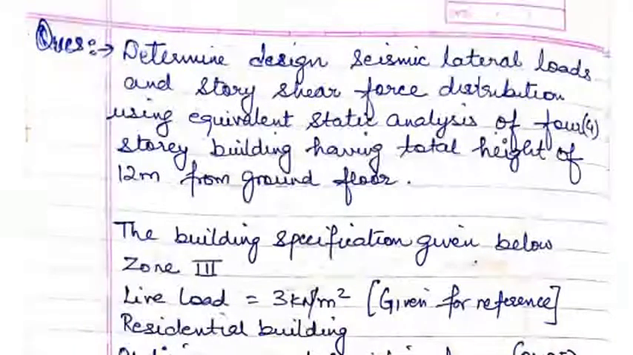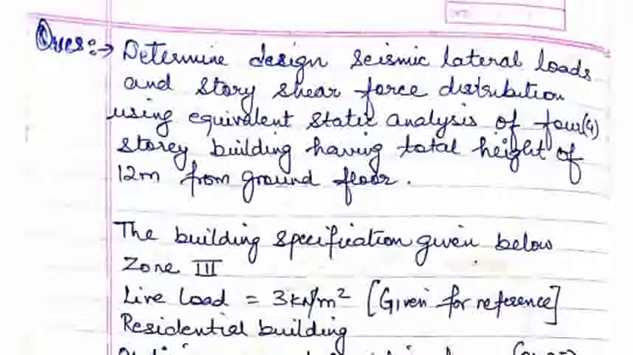Good morning. Today we will solve a problem using equivalent static analysis. In this problem, we have a four-story building. The problem is to determine design seismic lateral loads and story shear force distribution using equivalent static analysis of a four-story building having a total height of 12 meter from ground floor. The building specifications are given below.